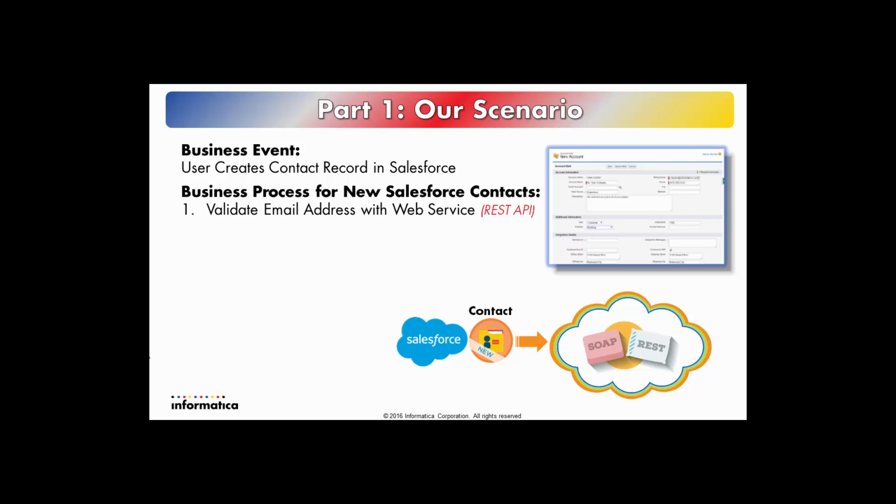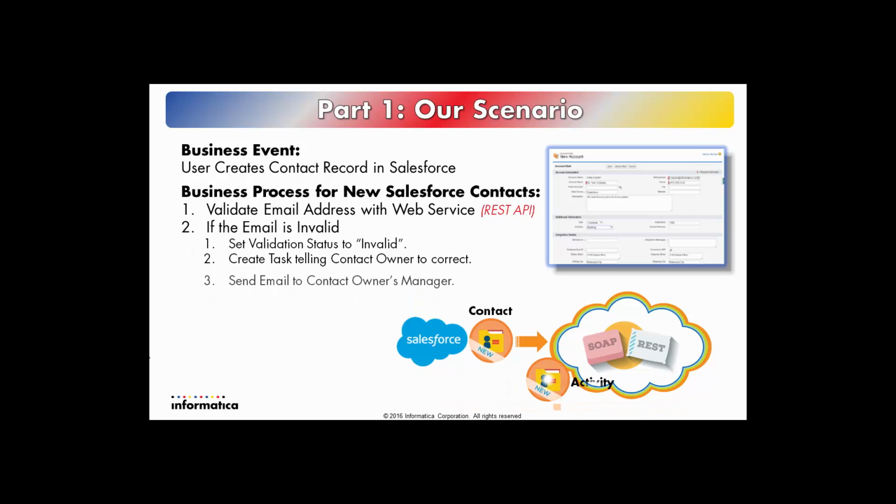And then from there, if the email is invalid, we're going to change a validation status, which is a custom field on our contact, to invalid. We're going to create a task for the contact owner, letting them know that the email is invalid on the contact that they own and they should correct it. And to make sure that they do it, we're going to follow a process that includes sending an email to a contact owner's manager. And all this is going to be automated behind the scenes based on this web service call result.